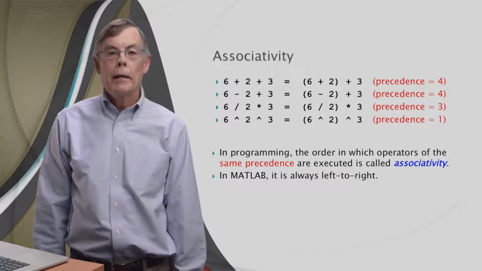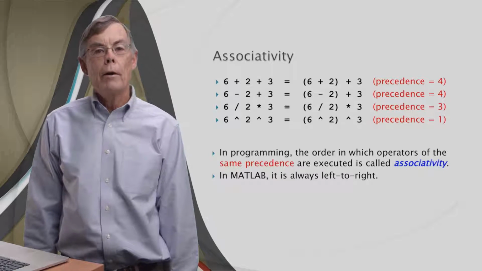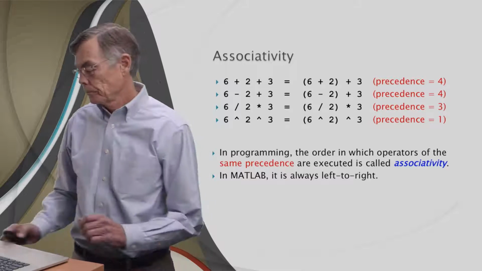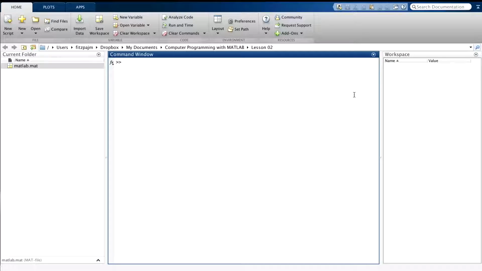Let's ask MATLAB to evaluate some expressions that require it to use these rules. Okay, let's start with the first example we did to illustrate precedence. 2 plus 3 times 4. As promised, multiplication has the higher precedence, so the actual order is like this.